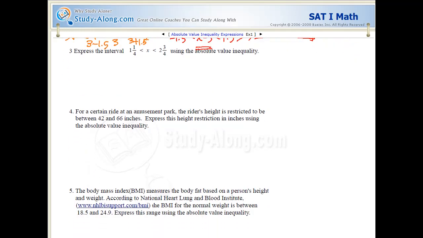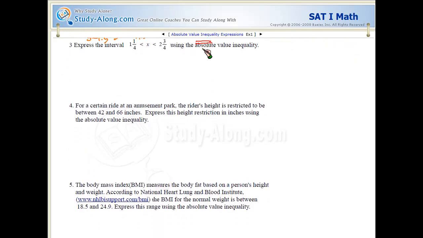It's another one. Express this interval using the absolute value inequality. Okay, same thing here. We don't know our center, so let's find it. 1 1/4 plus 2 3/4 is what? 3 4/4, which is 4. 4 divided by 2 is 2. There we have our center. So it's actually 2.